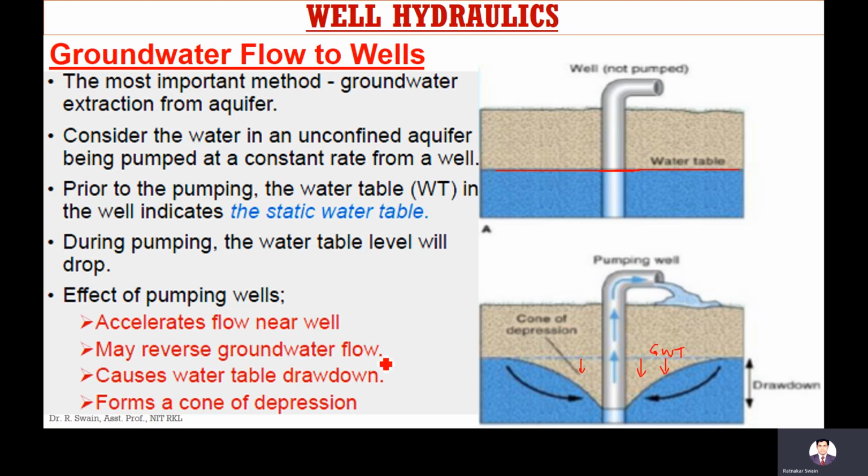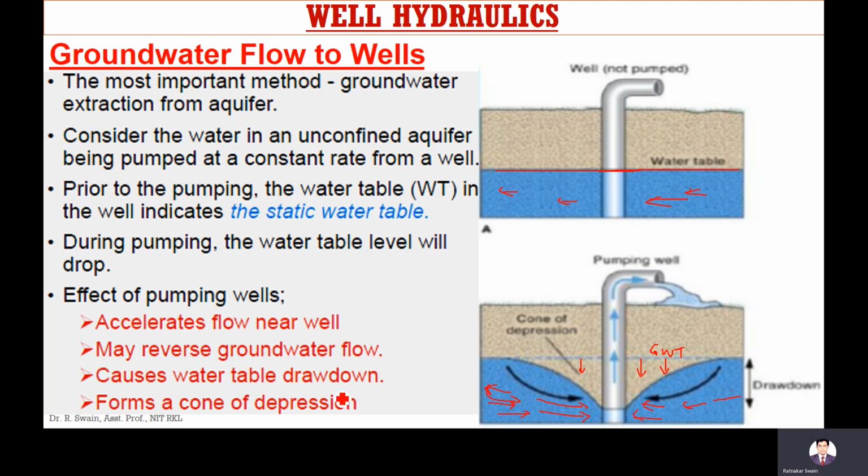Due to the pumping, there will be accelerated flow near the well. When pumping occurs, the flow towards this well increases gradually. When you start pumping, water will flow towards the well, and it may reverse the groundwater flow. In some cases, water is flowing in this direction before pumping. After pumping, what will happen? Then this direction will reverse, and it will start to move in the opposite direction.